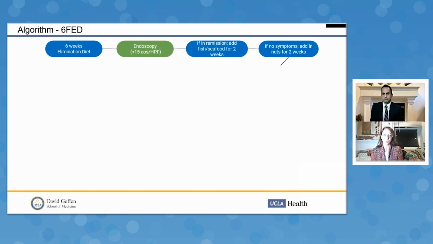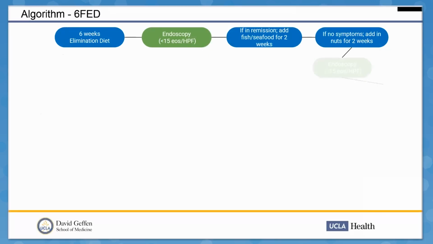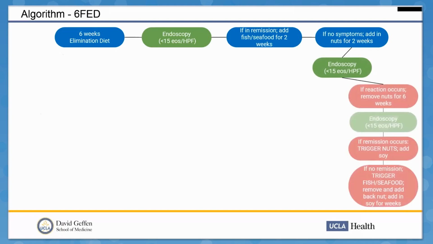If they're in remission, we can add in fish or seafood for 2 weeks. And if there are no symptoms, then we can have them add in nuts for 2 weeks. And then we move on to the next endoscopy. And as you can imagine, there could be 2 possible scenarios here. If they end up having a reaction, it means that we would want to remove nuts for 6 weeks and then do another endoscopy. If remission occurs, we know that nuts is a trigger, and we can move on to the next step, which is to add in soy.